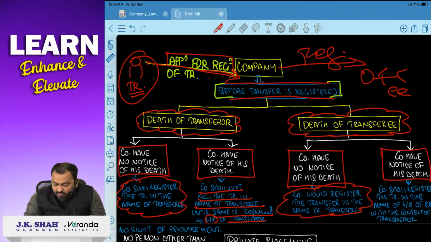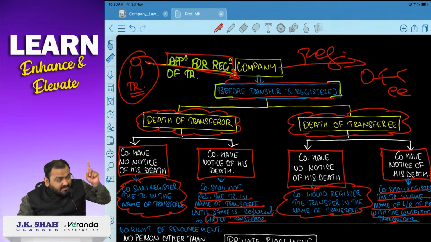But if the company has knowledge of the death of the transferee, then now the company is very much aware. The person to whom the shares are to be transferred died. So now what will the company do? The company will register the transfer in the name of the legal representative of the transferee with the consent of the transferor.